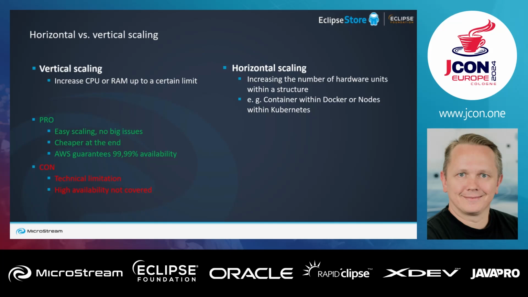And it means an increasing number of hardware units within a specific structure. That structure could be Kubernetes or some other alternatives to Kubernetes. Docker itself is not able to do that, but we talk about that later. So the pros of horizontal scaling are no limitation, not a surprise, and also high availability is solved. On the con side, we have costly infrastructure, and of course it's highly complex, especially when we talk about stateful clustering.